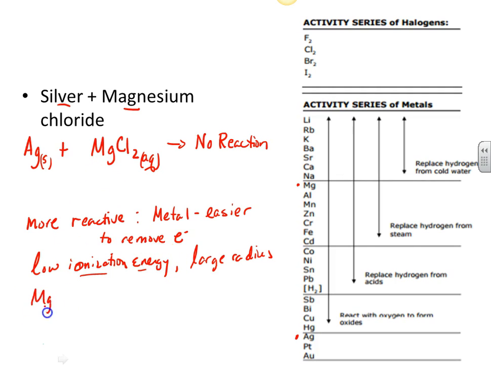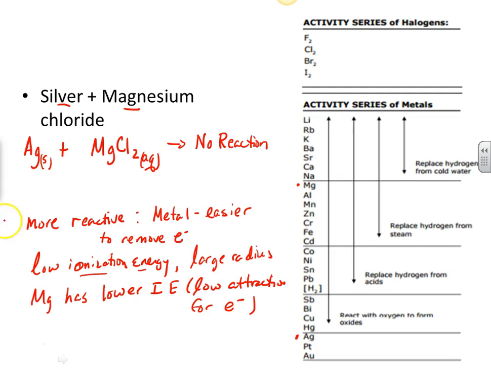Magnesium, in this case, has lower ionization energy. So it tends to not hold on to its electrons very well, which means it has low attraction for electrons. Silver, on the other hand, is the opposite of this. It has a higher ionization energy, which means that it's harder to remove electrons. Now, where are these electrons and where are they going?